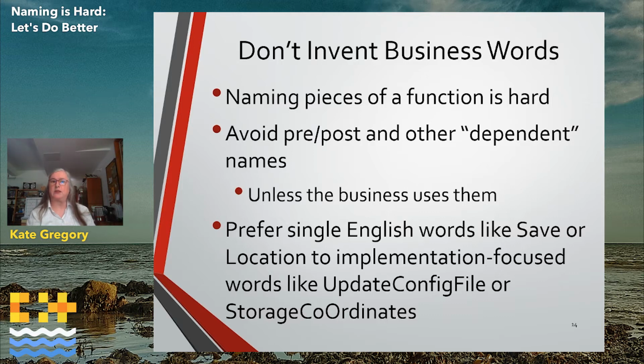You're saving the configuration if there's multiple things that you save, or else you're just saving. Storage coordinates, because you've got like a warehouse and you've got warehouse number, aisle number, shelf number, blah, blah. Why are you leaking that in its name? It's the location. Try to use these simpler words rather than these here's how I implemented it words.